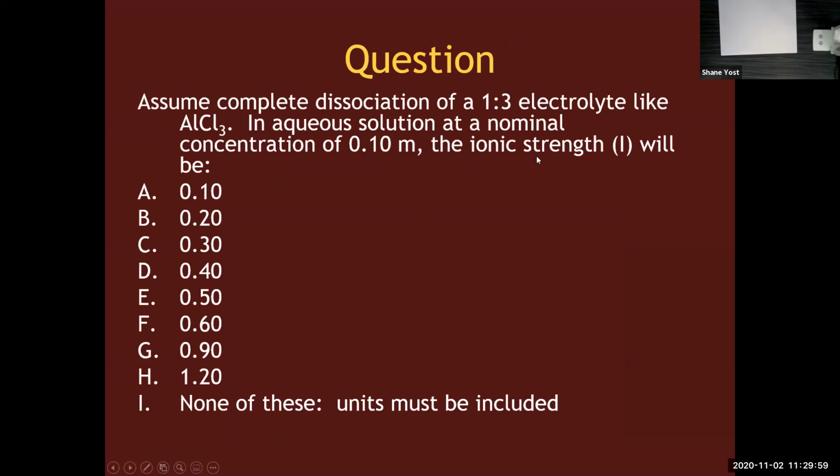All right. So I have the complete dissociation of a 1,3 electrolyte, something like aluminum chloride here, in an aqueous solution at a nominal concentration of 0.1 molar or 0.1 molal. The ionic strength will be what for this solution?